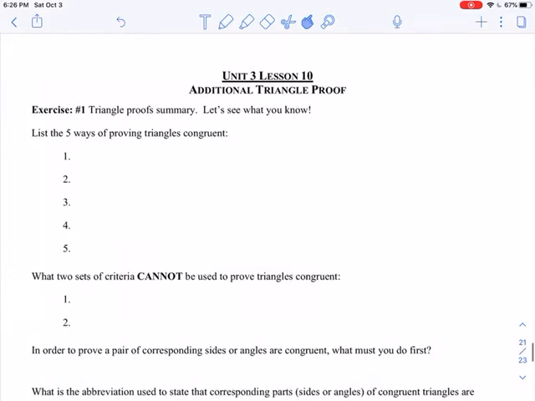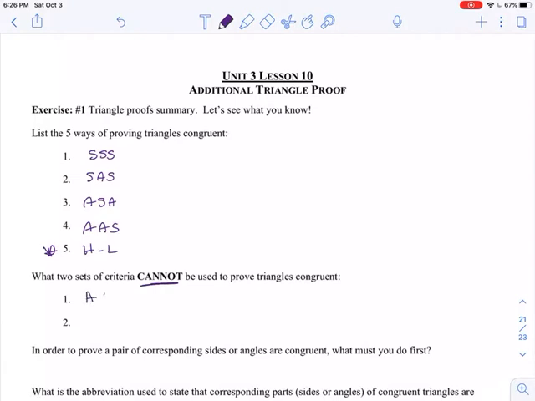So first thing we want to do is list the 5 ways of proving triangles are congruent. And that is side, side, side, which to me is the easiest one. Side, angle, side, angle, side, angle, angle, angle, side, and the last one, hypotenuse leg. Remember, for the hypotenuse leg, that's the last one we just did yesterday. You have to say that you have right triangles in order to have hypotenuse leg.